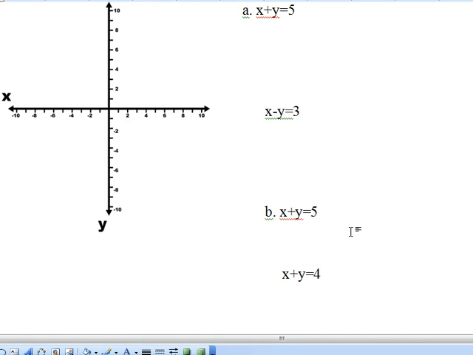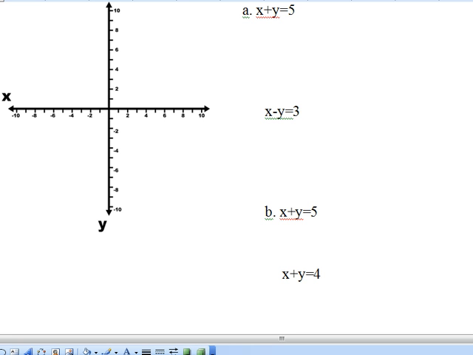Okay, so now we're going to go over lesson 8.2, and that's on page 451. The objectives say determine whether systems of equations are consistent or inconsistent, and determine whether systems of equations are dependent or independent. Special linear systems of equations.